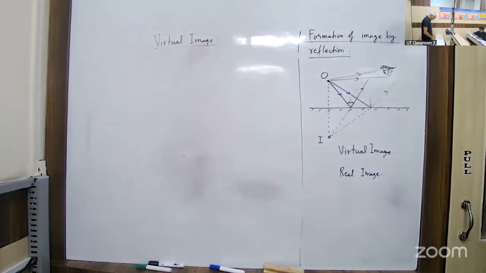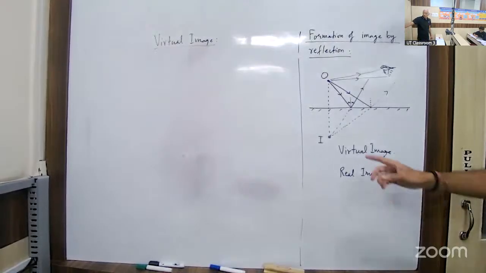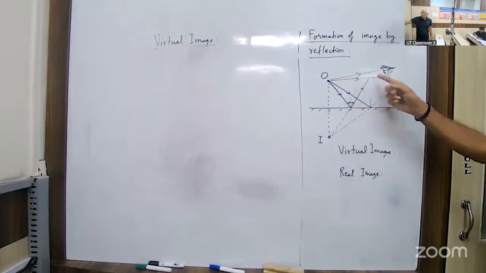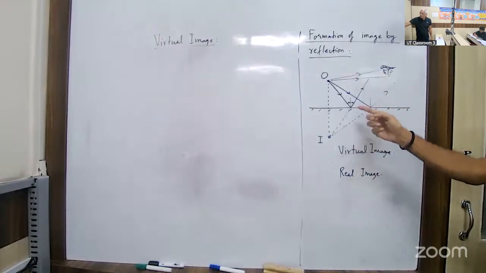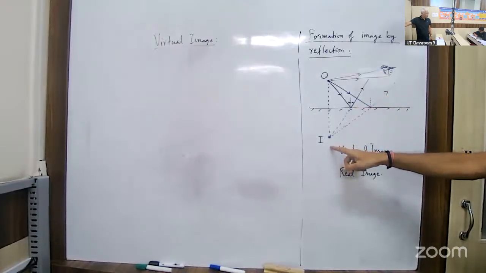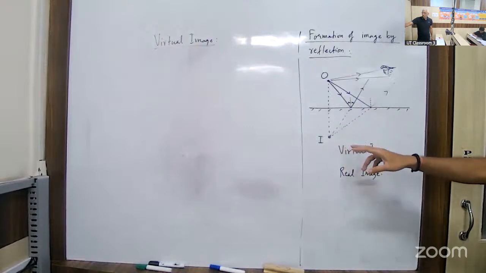So virtual image is formed when the reflected rays meet if they are produced backwards. Again, I have shown you. So these are the reflected rays, and when they are extended backward, they meet at this point. This is where the virtual image will be formed.